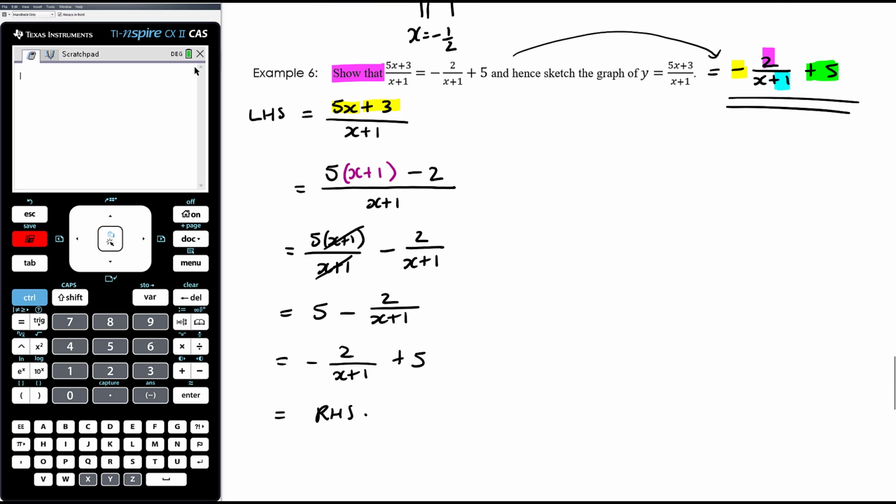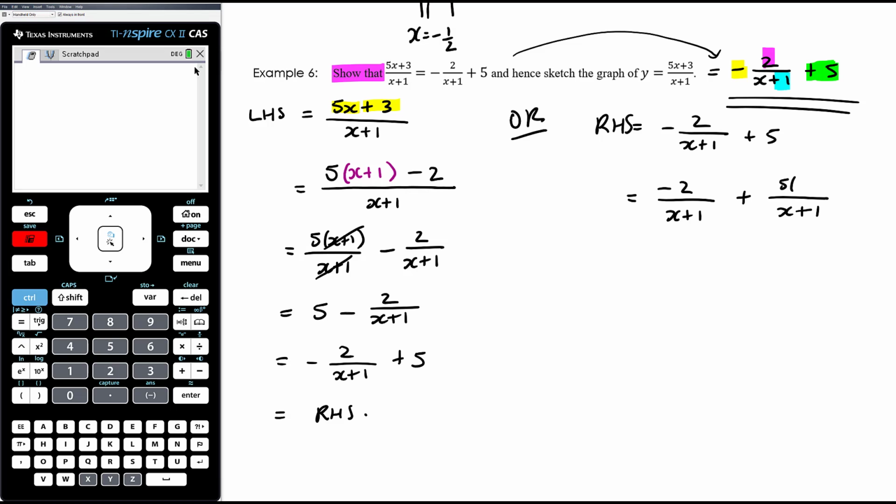The alternative would have been to start with the right-hand side, which was negative 2 over x plus 1 plus 5, and get it to equal the left-hand side. So you would have needed a common denominator. If we want to write the 5 over x plus 1, we need to multiply the numerator by x plus 1, so we get that. And now we can combine them together.